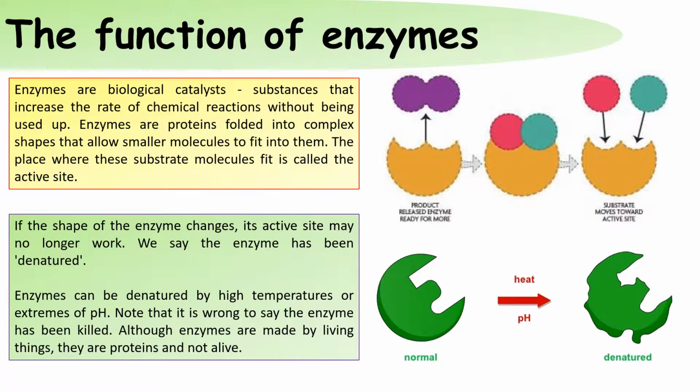If the shape of the enzyme changes, its active site may no longer work. We say that the enzyme has become denatured. Enzymes can be denatured through high temperatures, which break up the structure of the protein, or extremes of pH that cause the charged areas within the active site to no longer work. It's worth noting that we can't say that the enzyme has been killed, because enzymes are only protein, so are not alive.